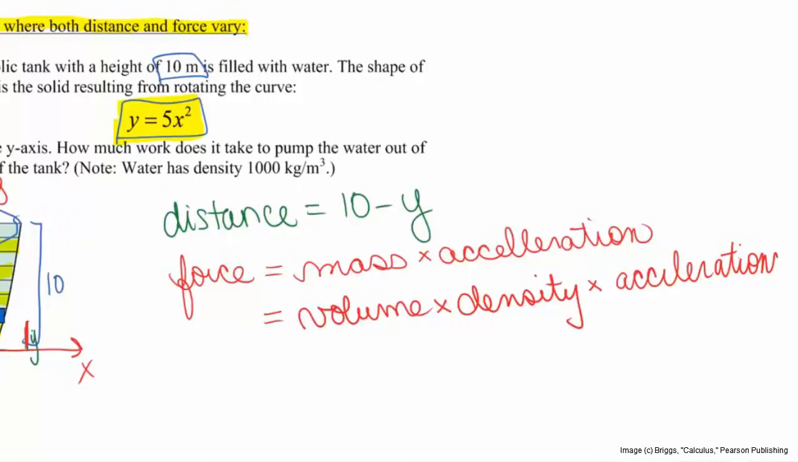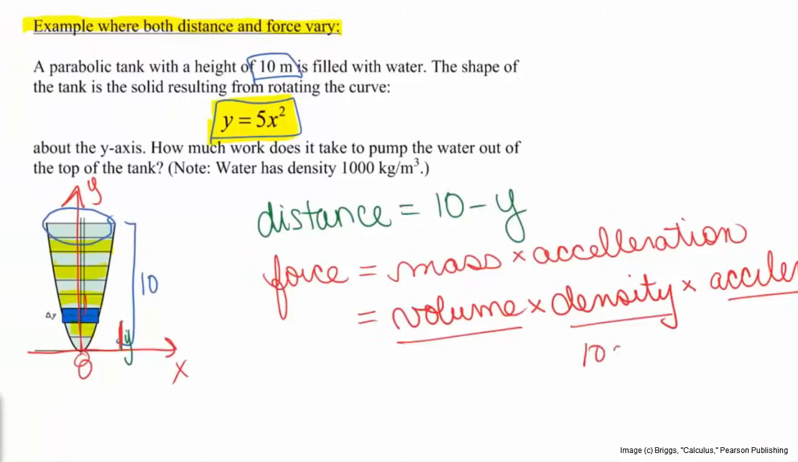So we need to find volume, density, and acceleration. Now the good news is that they give you the density right there, it's 1,000. And acceleration due to gravity is always the same, it's 9.8. And so now we just need volume. So we need to find the volume of one of these little slices. And the volume there is going to be the area of that little slice times the thickness. And the thickness is delta y.